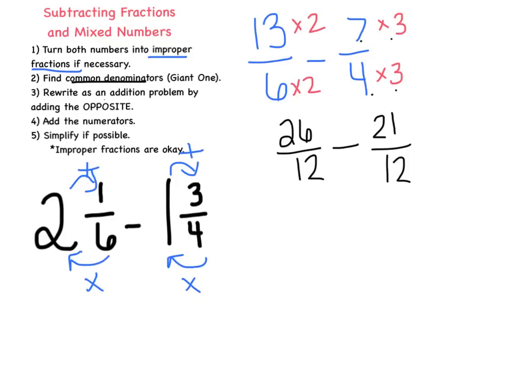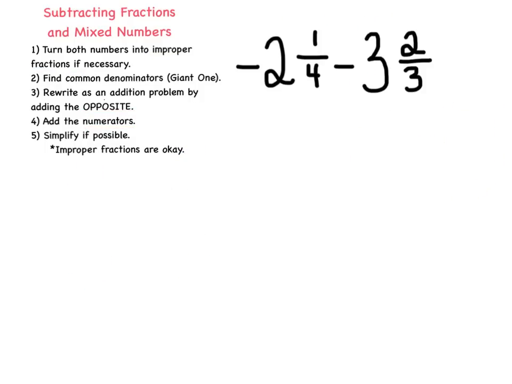And now let's rewrite it as adding the opposite. So 26/12 minus 21/12 becomes 26/12 plus negative 21/12. And now we just add our numerators. Well, 26 plus negative 21 is 5. And our denominators stay the same. So we're done over here. And finally, simplify if possible. We can't simplify this one because there's no common factors in 5 and 12. So there's our final answer.